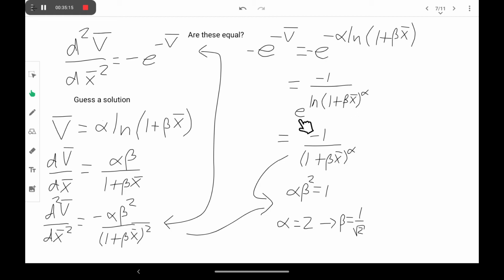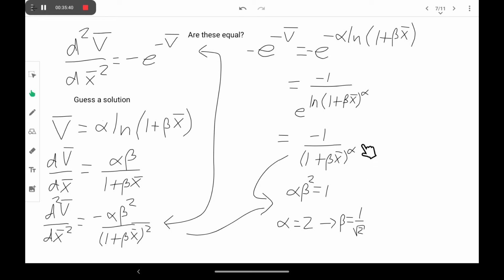And now we can see e to the natural log of that stuff, the e cancels the natural log, and we're left with just this right here. So we have negative 1 over the leftover stuff there. Okay. Again, if you're confused, I want you to go think about how exponentials and logarithms work. Remember how they work. They're opposite of each other. They act opposite of each other.